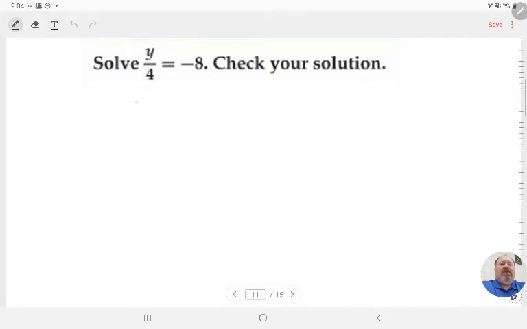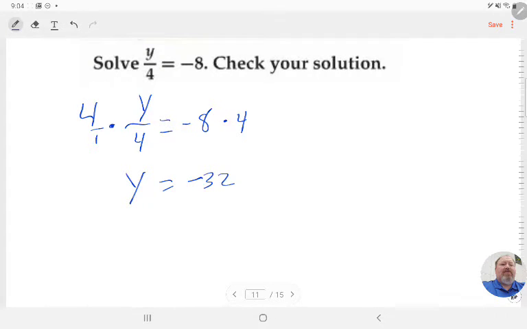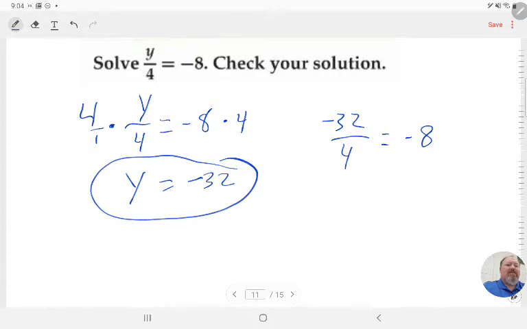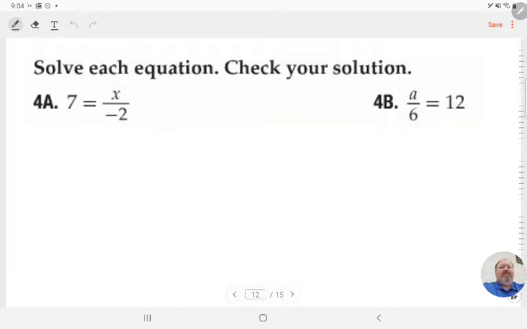So let's look at this one. We have y divided by 4 equals negative 8. So I'm going to have to multiply each side by 4. That's going to leave me with y equals, times 4, negative 32. Now to check it, negative 32, not 30. Negative 32 divided by 4 would be negative 8. So therefore, that has to be my answer. Okay? All right, so you try these two, see how you do, come back and check your answers.